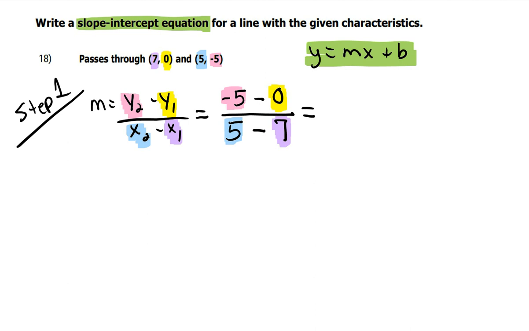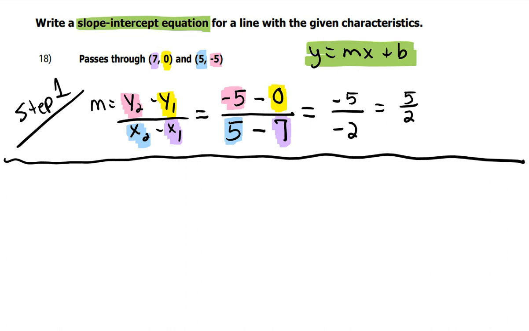Anywho, negative 5, take away nothing is a negative 5. And 5 minus 7, that's a negative 2. And don't divide 2 into 5 because you're going to get like 2.5. Slope is the change in y over the change in x. But since it's a negative divided by a negative, I can at least say that it's a positive 5 over 2. All right, so that was step 1.